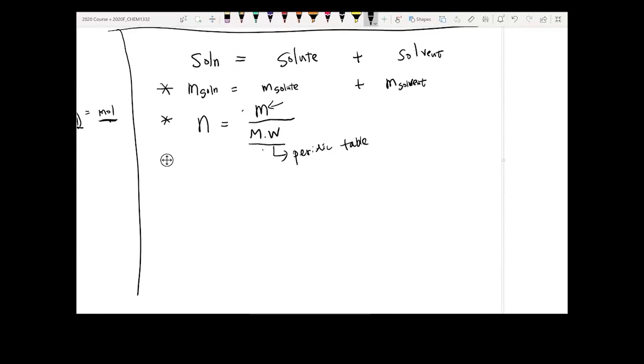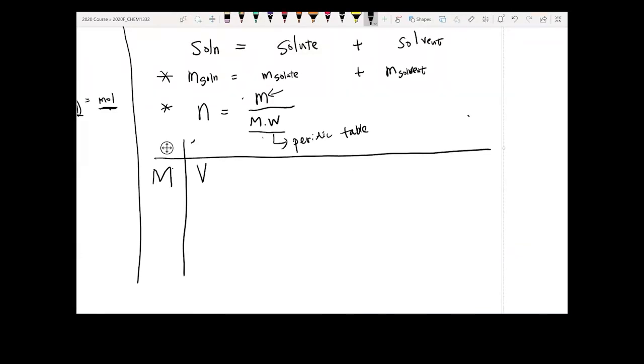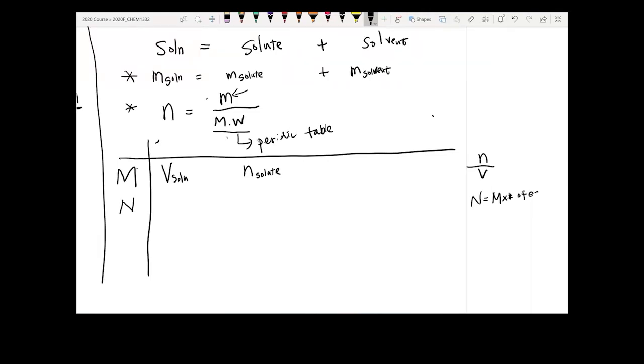Let's go back to the five different concentrations that you have learned so far. The first one is molarity. What it needs is the volume of your solution and the number of moles of your solute. So your M is simply equal to the number of moles of your solute divided by the volume of your solution.